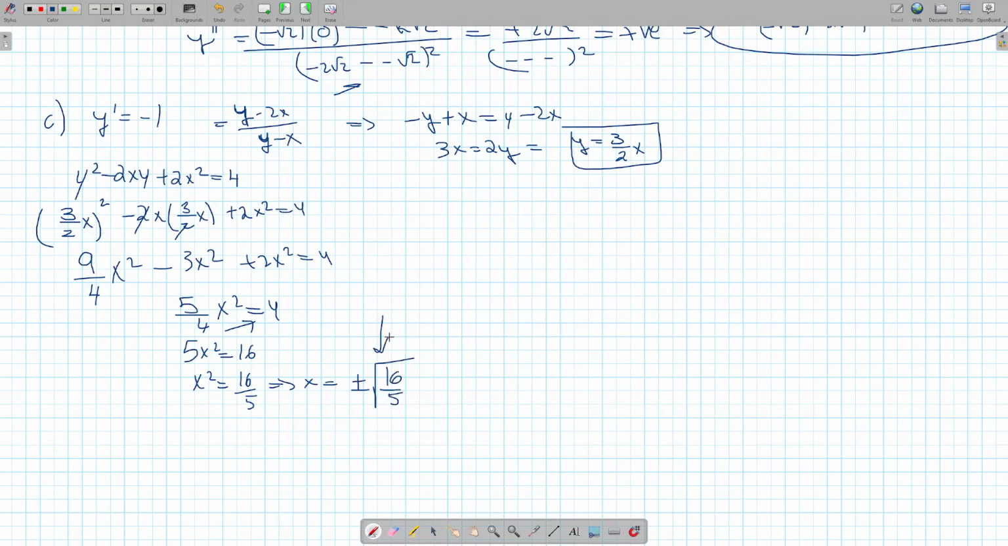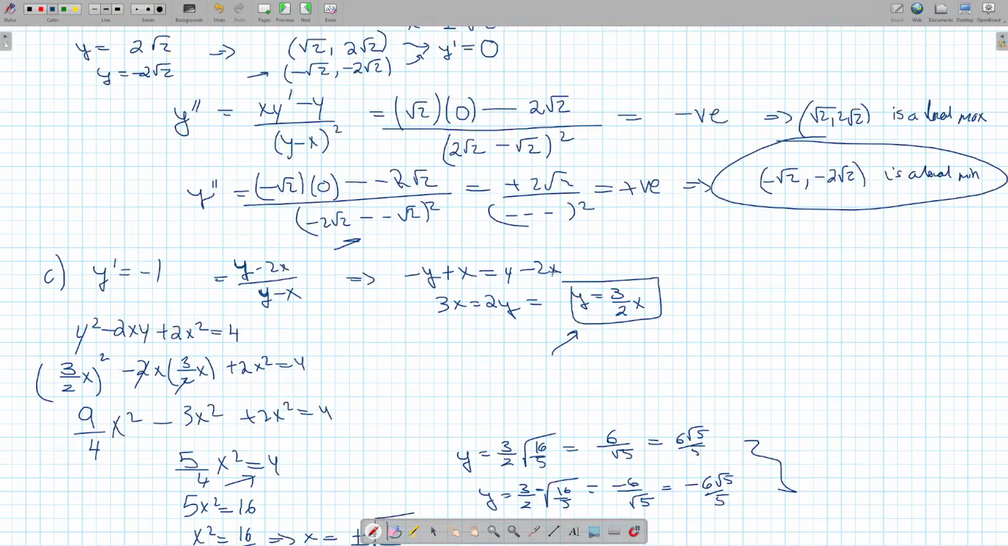Now knowing that x is equal to this, we can find two different y values. So y is equal to 3 over 2 times radical 16 over 5, which is, by the way, 6 over radical 5. And the second y is 3 over 2 times negative radical 16 over 5, which is negative 6 over radical 5. Do it on your calculator, you'll get this. No, actually the calculator will not give you this. The calculator will give you 6 radical 5 over 5, and over here negative 6 radical 5 over 5. These are the same thing.